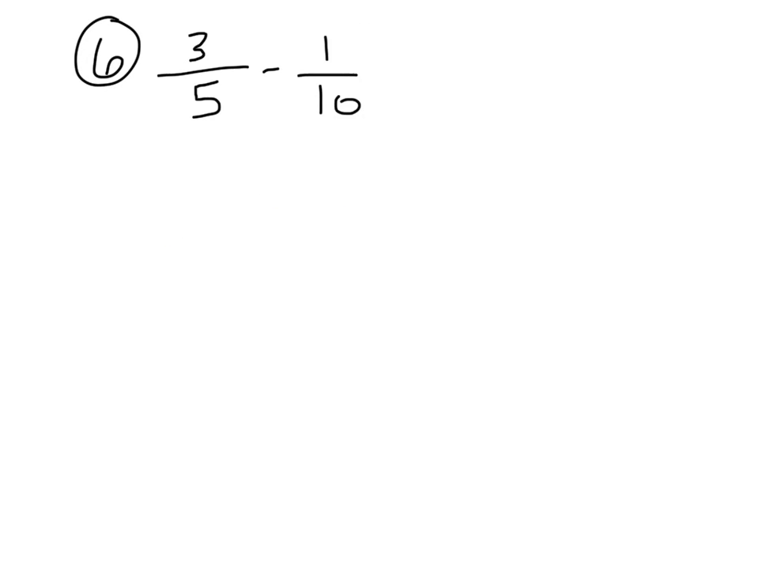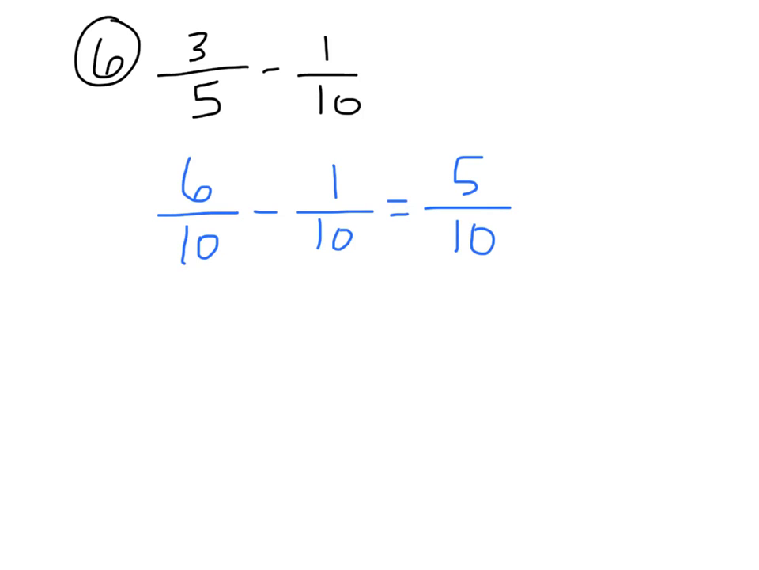Next question, 3/5 minus 1/10. So if I'm going to subtract fractions, I need to get common denominators. My common denominator in this case is 10. The second fraction is already out of 10. The first fraction turns into 6 over 10. Then I subtract my numerators, keep the denominator, and now I simplify. 5/10 is the same as 1/2.